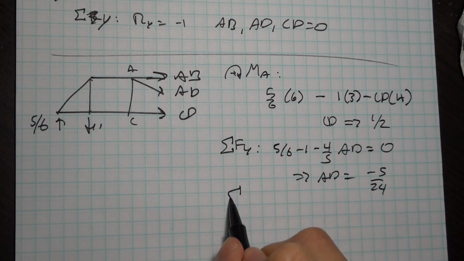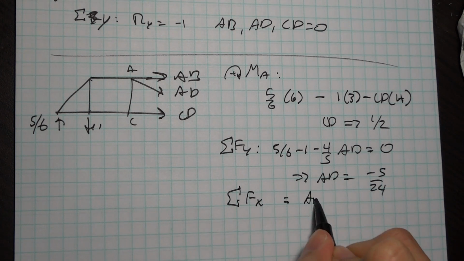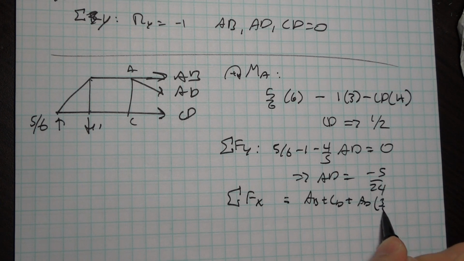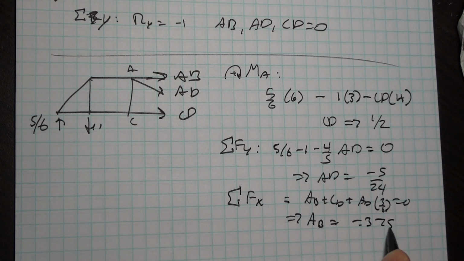And finally, if you do sum of forces in the x direction, you're going to get AB plus CD plus AD times 3/5 equals 0. And then from this, you're going to get AB equals negative 0.375.